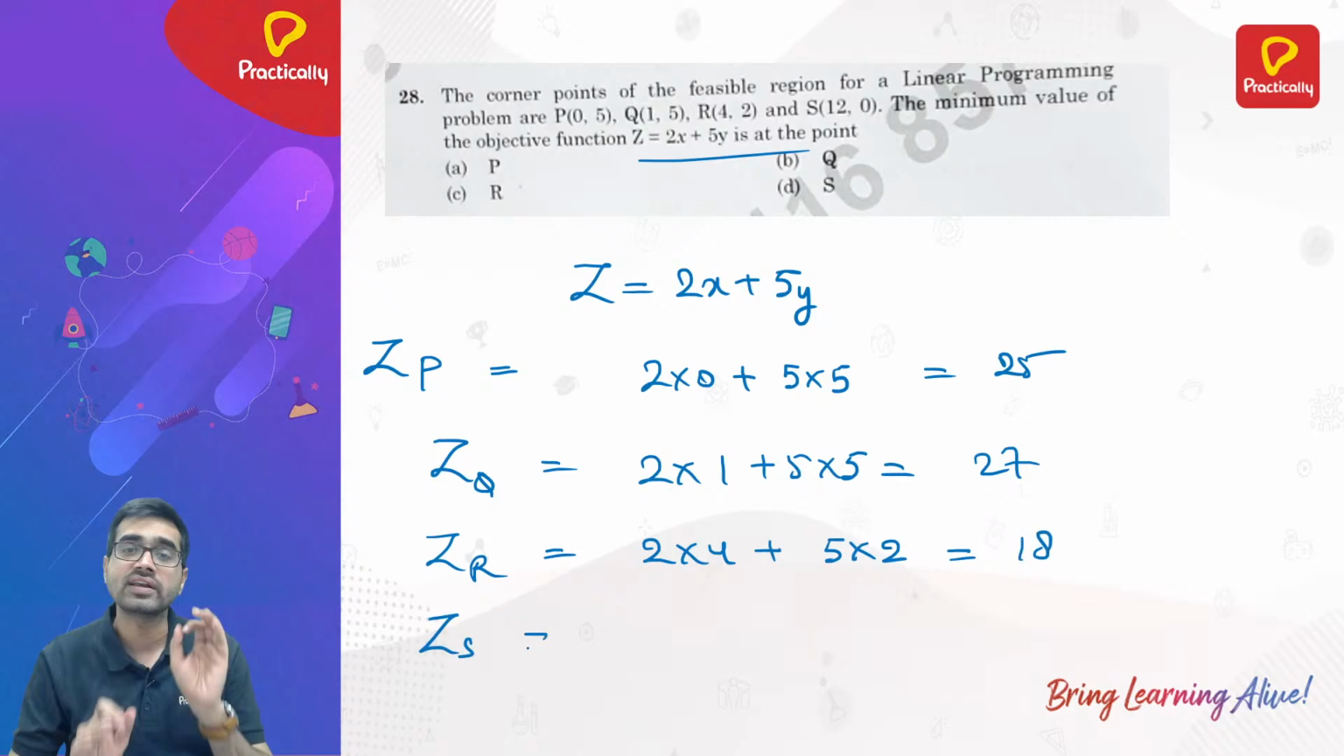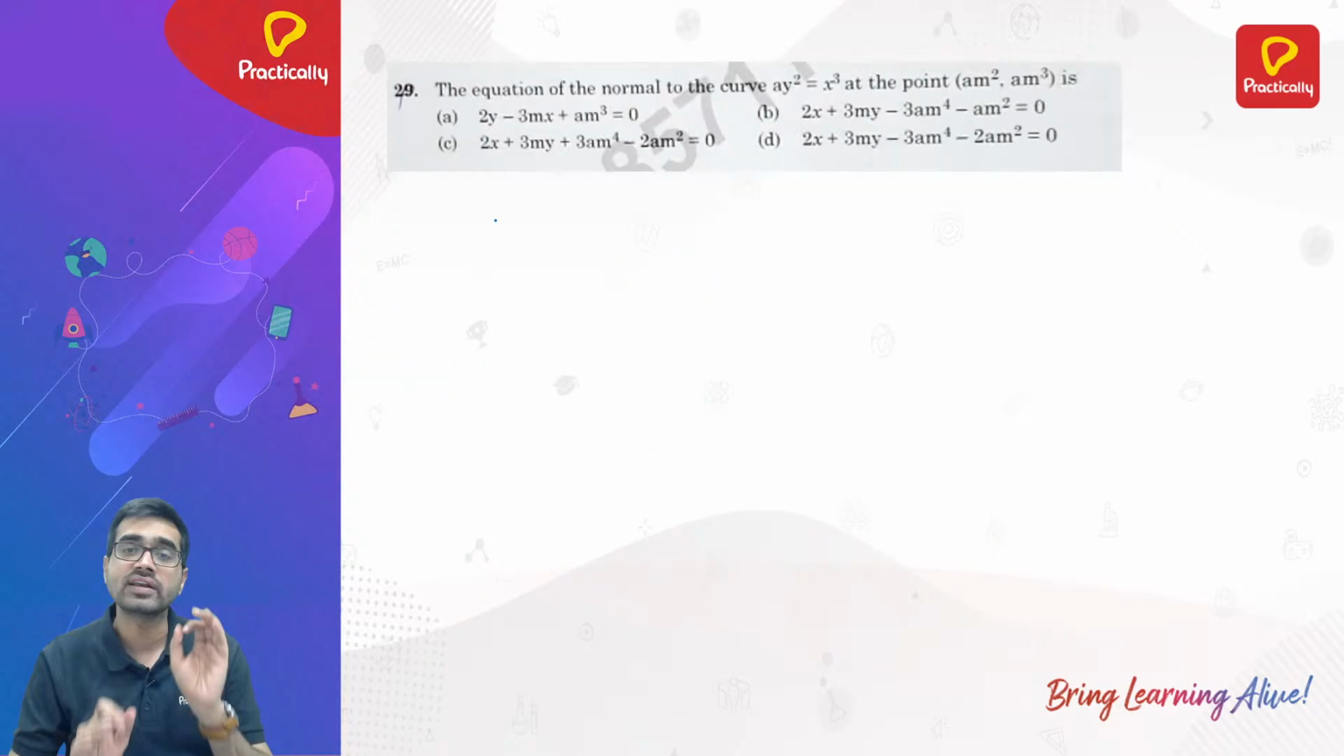Then you put at S. What is the value? 2 times 12 plus 5 times 0. So you get 24. What's the minimum value? 18. So it is at R. Done. Simple. Let's move to the next one.